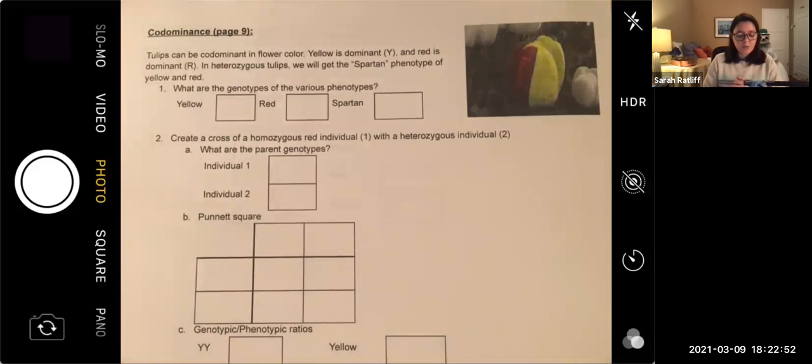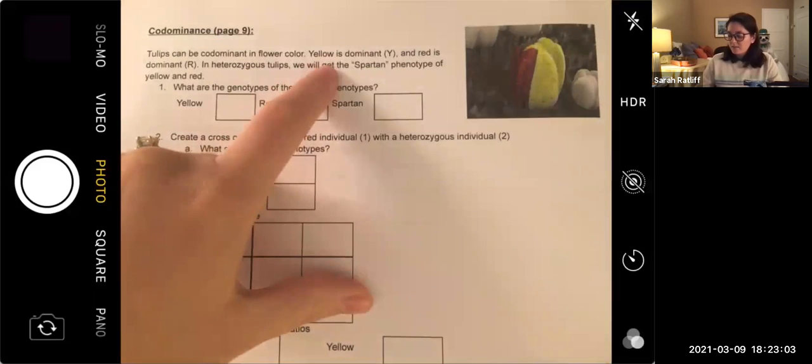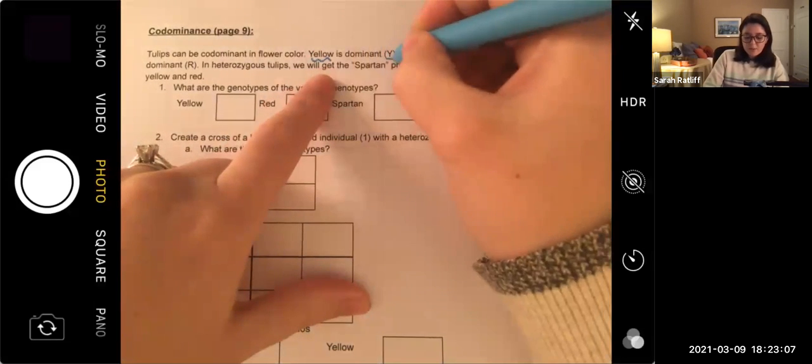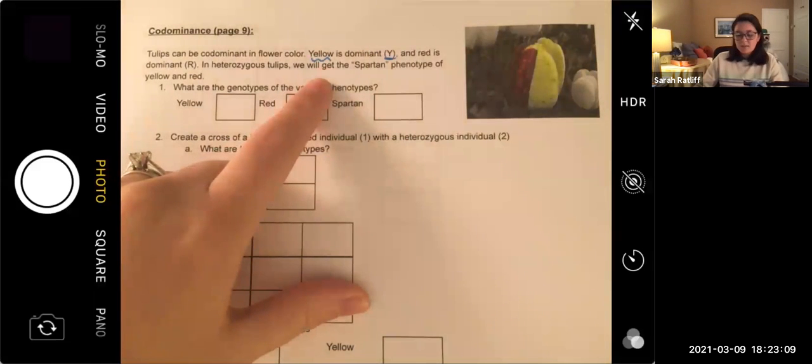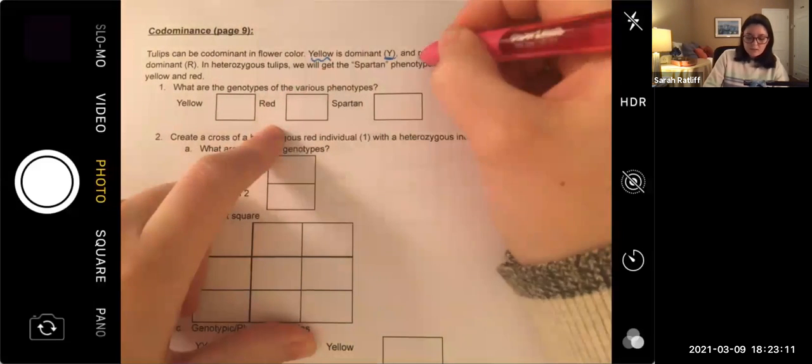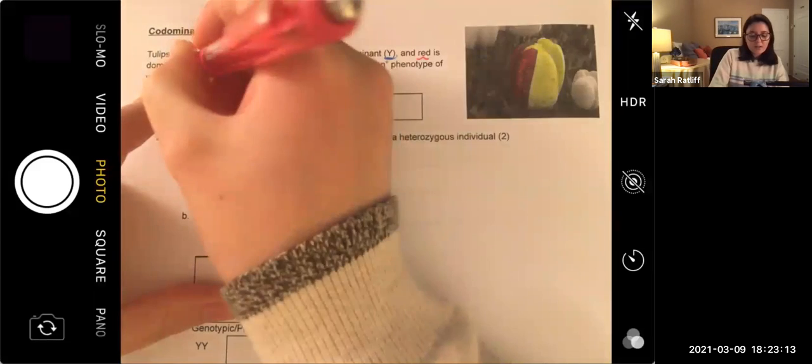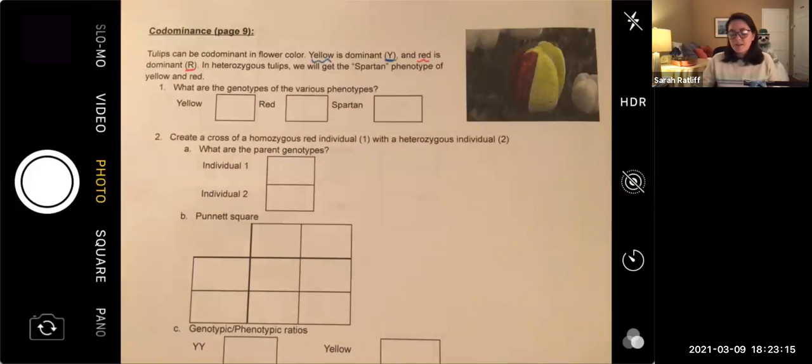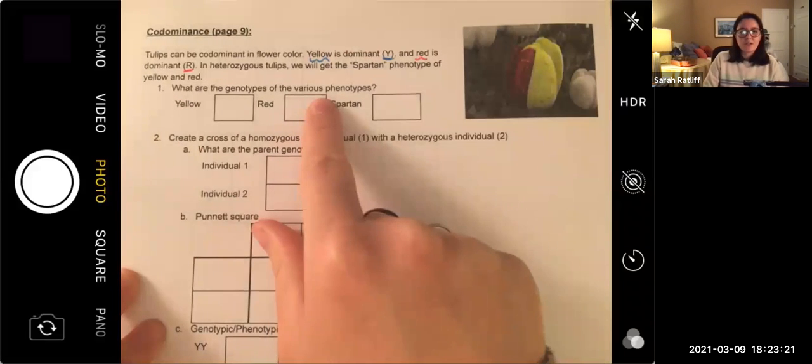So question number one, what are the genotypes of the various phenotypes? Great question. So we're given the phenotypes. We got yellow. Let's make this a blue color. Yellow is dominant with Y. And we got red is also dominant, but we get the letter R. So we don't have to come up with any letters, not a problem. We don't have to get creative here. So what are the genotypes for these various phenotypes?